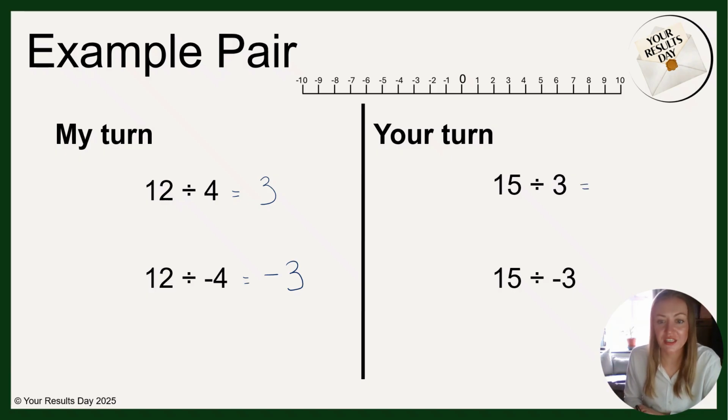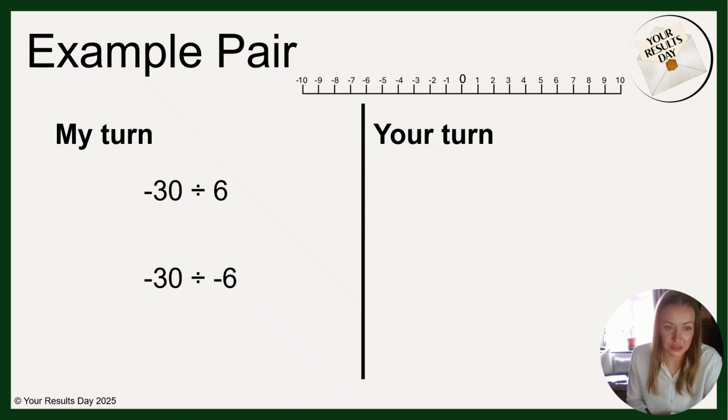I know that 15 divided by 3 is 5, and therefore bringing in 1 negative into the calculation, 15 divided by negative 3 becomes negative 5. And this is what I meant. You can still have the negative on the first number as long as there's only 1 negative in the calculation. Negative 30 divided by 6 is negative 5, because I know that positive 30 divided by positive 6 is positive 5. So the introduction of 1 negative into this calculation makes the answer negative.